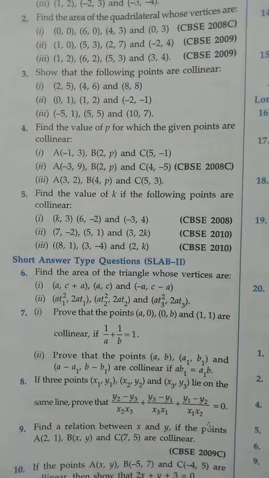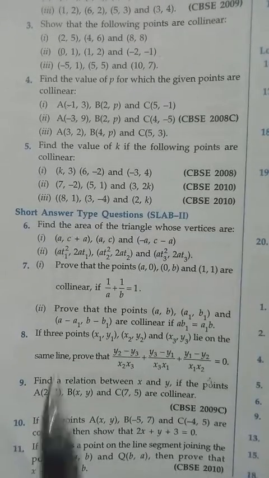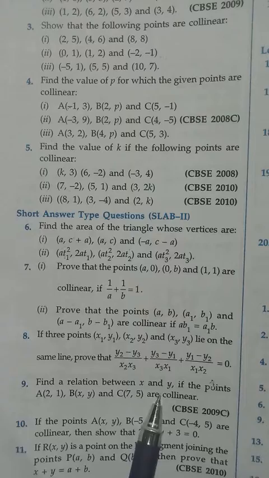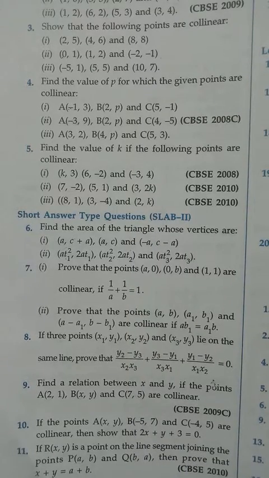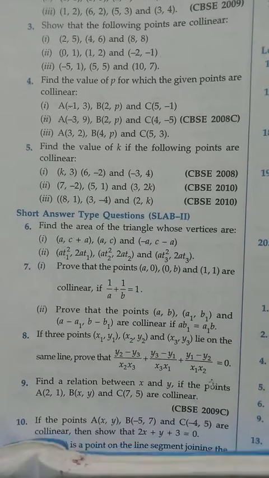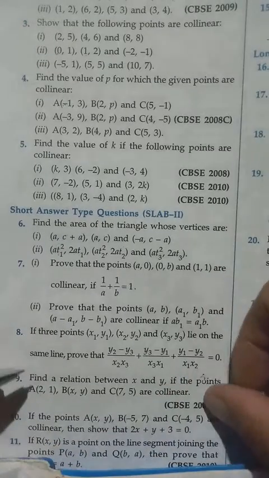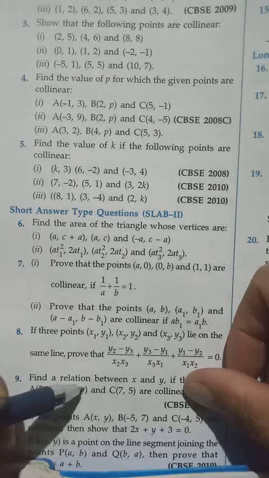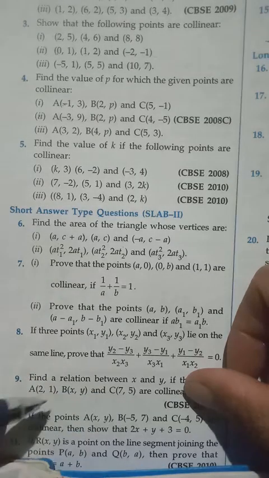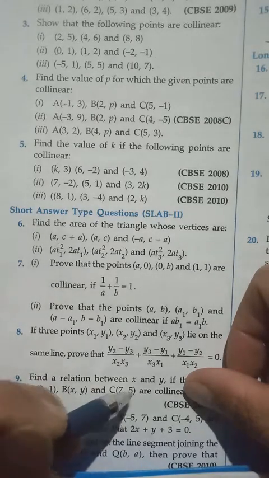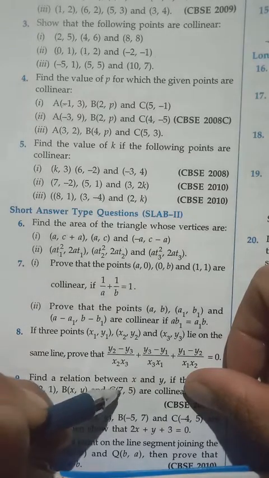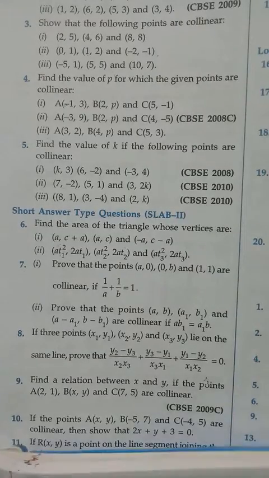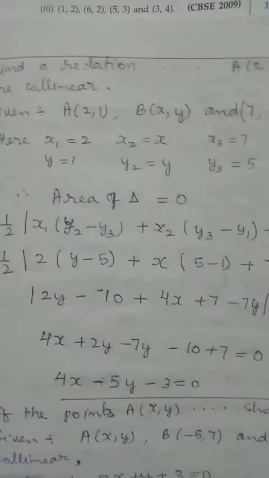Then next number 9. We have to find a relation between these 3 points A, B, C, already given that they are collinear. So we know that if the points are collinear, their area will be 0. So if we find the area, take 2, it becomes y minus 5. If we take x, it becomes 5 minus 1. If we take 7, it becomes 1 minus y.